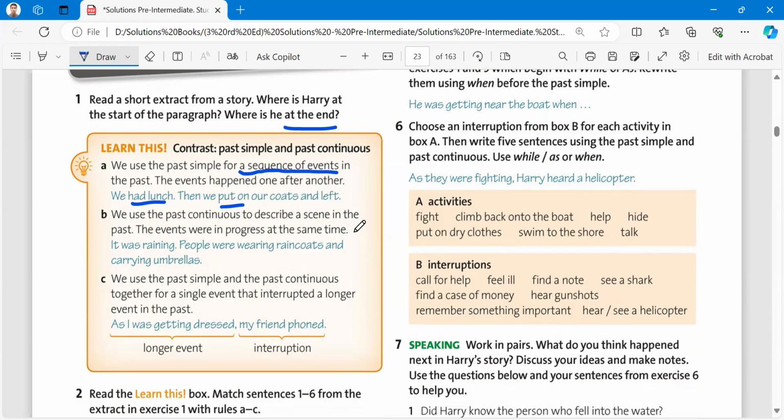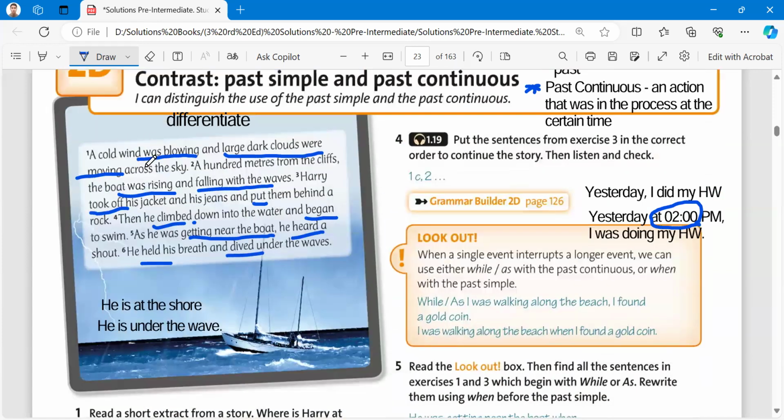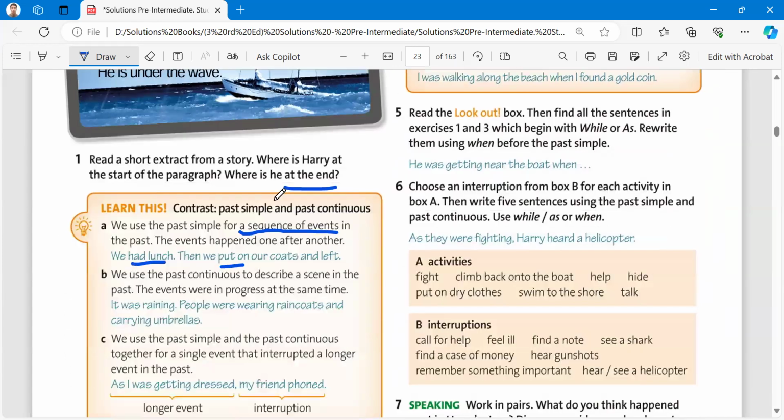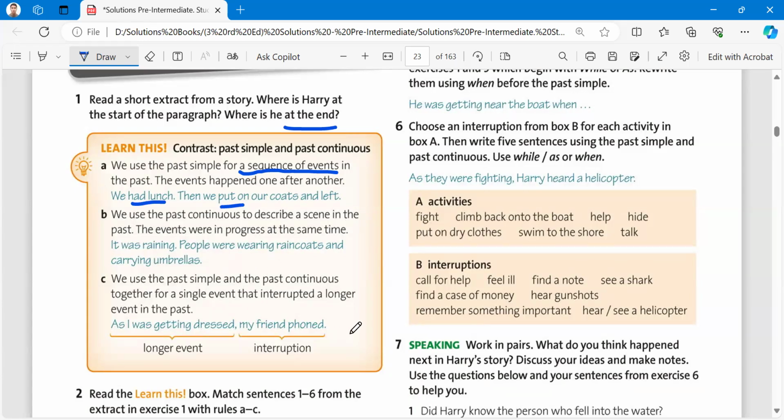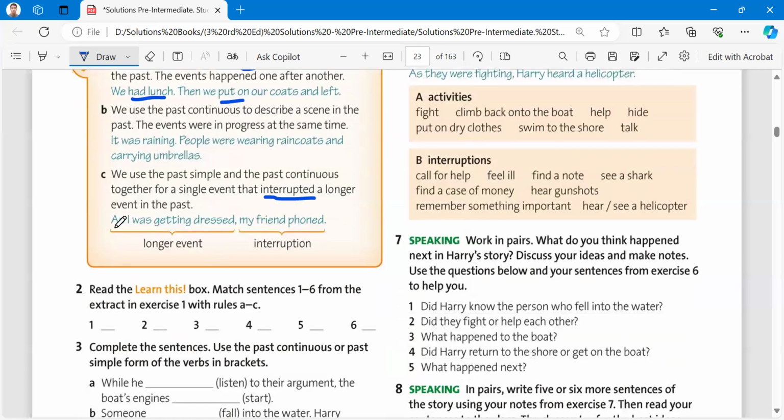We use the past continuous to describe a scene in the past. The events were in progress at the same time. It was raining, people were wearing raincoats and carrying umbrellas. Like here, it's used like: a cold wind was blowing and large dark clouds were moving across the sky, and his boat was rising and falling with the waves. Yeah, we use the past simple and the past continuous together for a single event that interrupted. Interrupt means disturbed, like bother maybe. A longer event is past continuous. For example, as I was getting dressed, my friend phoned. I was getting dressed, but at that time, my friend phoned me. Yeah. This was a longer event and something interrupted.